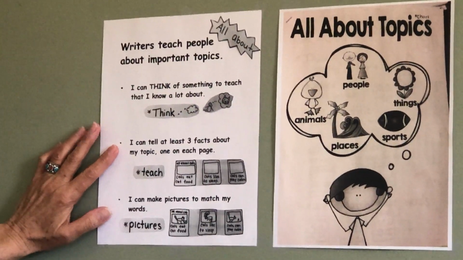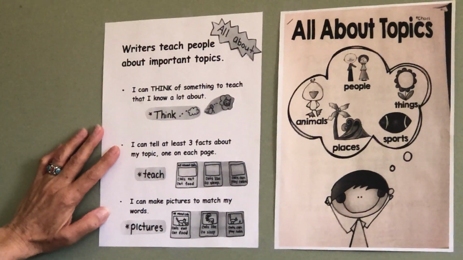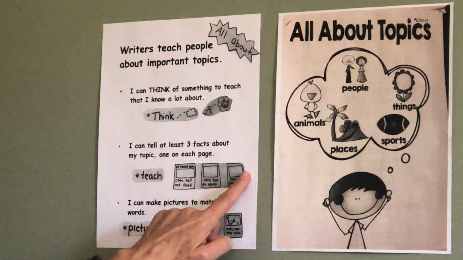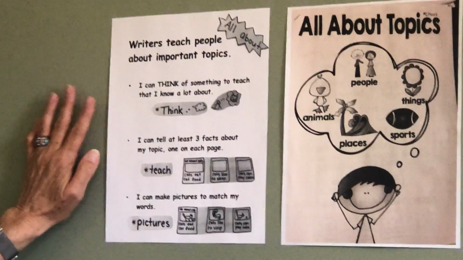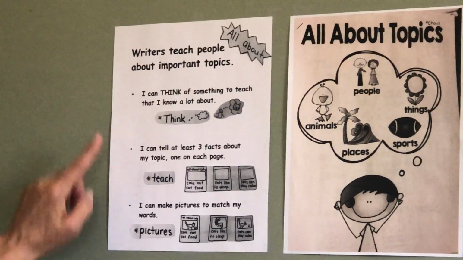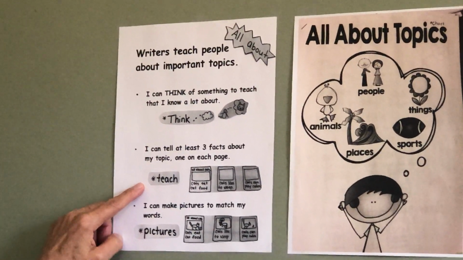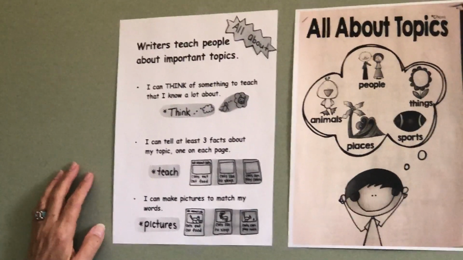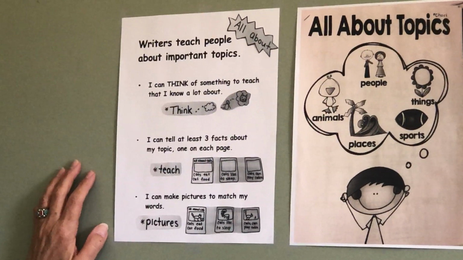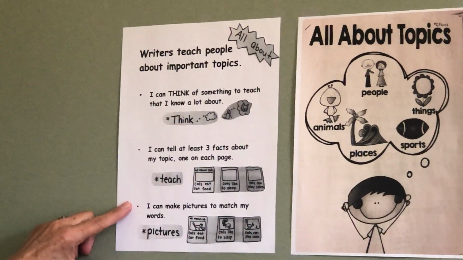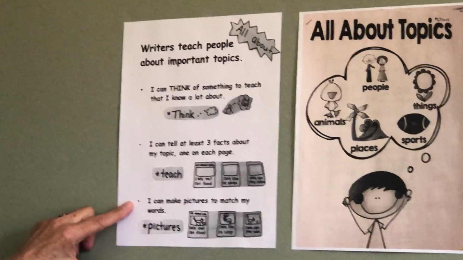The second one is I can tell at least 3 facts about my topic, one on each page. If you know a lot about a topic, you'll be able to teach at least 3 facts. Now you can teach more if you want to, but you need to have at least 3 facts, one on each page. I can make pictures to match my words.